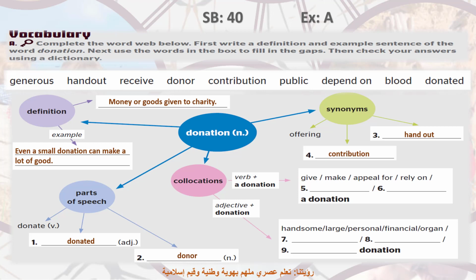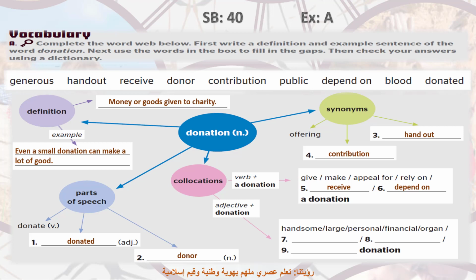To fill in the spaces 5 and 6, you have to get to know some words that go with the word donation. For example, give a donation, make a donation, appeal for a donation, rely on a donation. So, what more can be used with this word donation? True, 5, receive, 6, depend on. Good job. It's worth mentioning that spaces 5 and 6 dealt with verbs that go with donation.